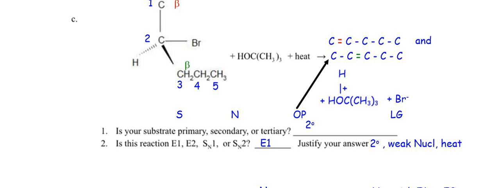All right, so this is a little bit more difficult. We have heat, so I know it's elimination, but this carbon is actually a secondary carbon. So it is not a dead giveaway like if it were primary or tertiary. So it's a secondary, and now I really have to look at this. This is a weak nucleophile. It is going to be E2, or sorry, E1, because it is a weak nucleophile. Sorry about that.